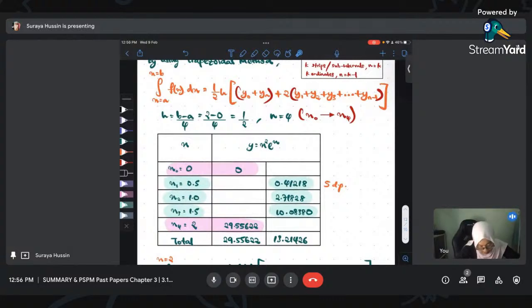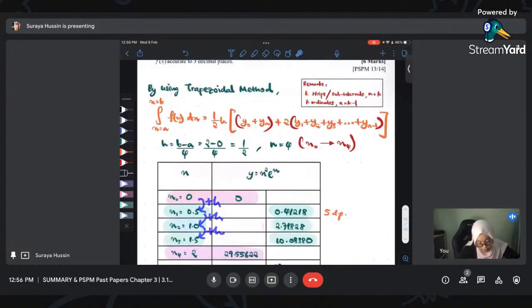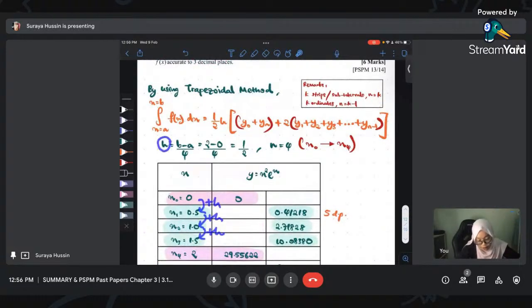Okay, yang ni macam mana Miss? Macam mana nak tambah? Dia kena tambah H, tambah H, tambah H. H apa? H kena cari sendiri. 2 minus 0 is over 4. And so you will get 1 over 2, which is 0.5. Okay, 0.5.